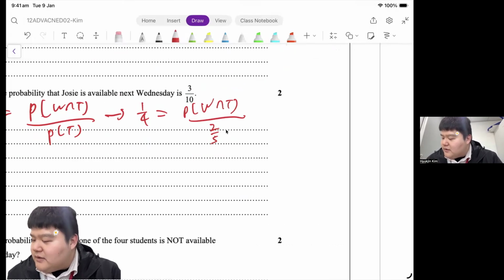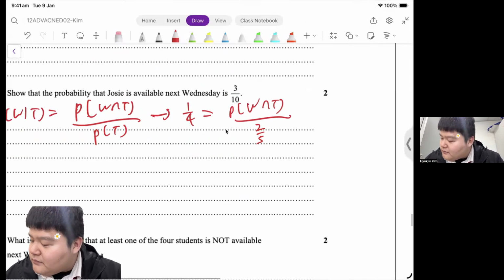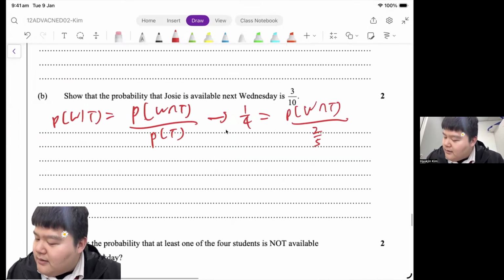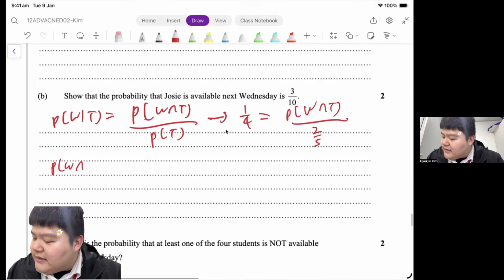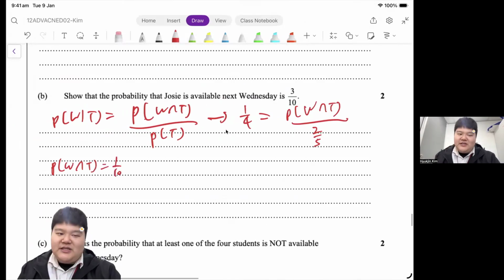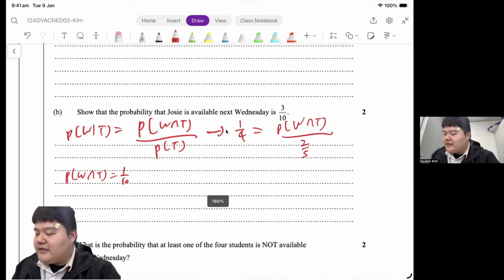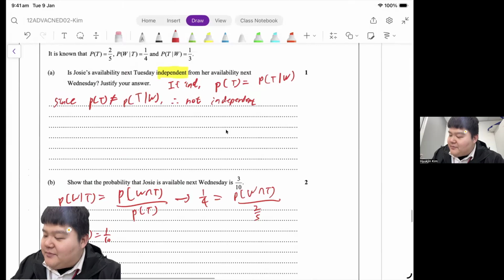So now it becomes 1/10. Probability of W and T is 1/10. So there's a 10% chance that this person is available both days. But now I've got to use another piece of information.